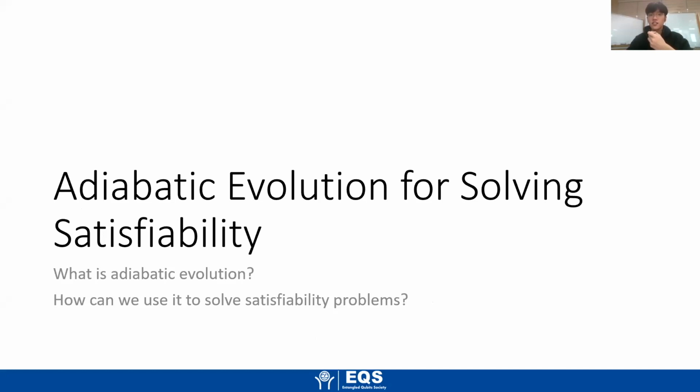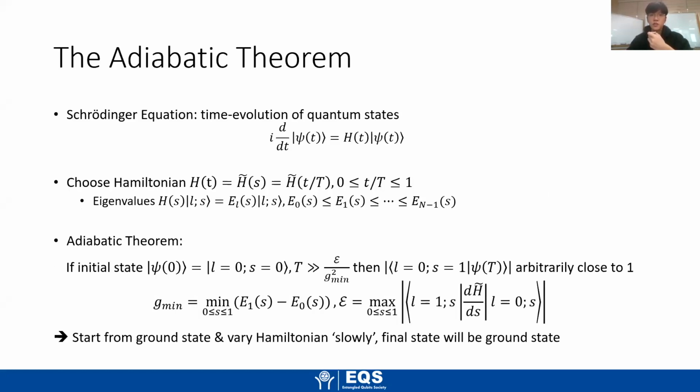And next, let's talk about what adiabatic evolution is and how we can use this to solve the previously mentioned satisfiability problems. So before talking about the adiabatic theorem, I would like to talk about the Schrödinger equation. This equation describes how the quantum state changes over time. And we can see that this change is determined by the Hamiltonian. And let's write this Hamiltonian in the following way.